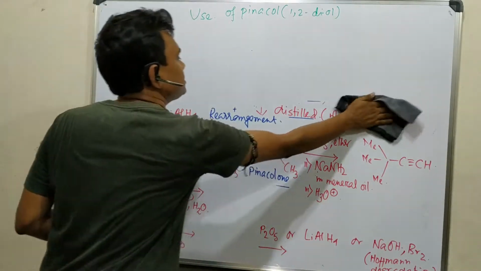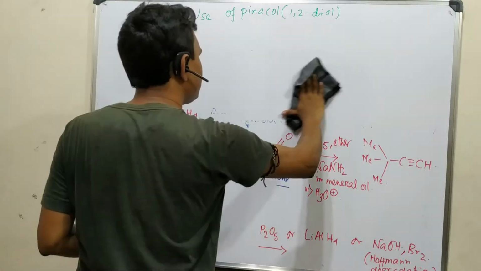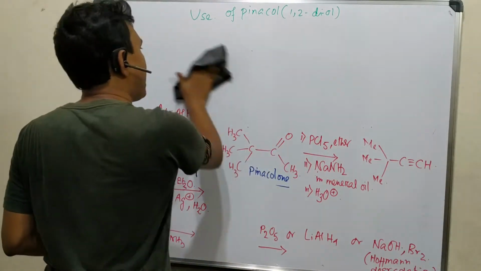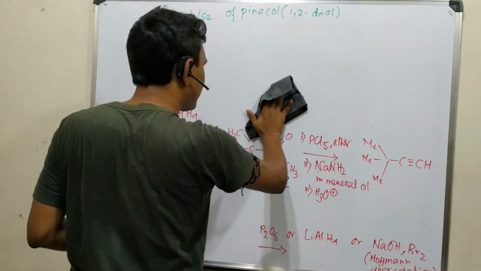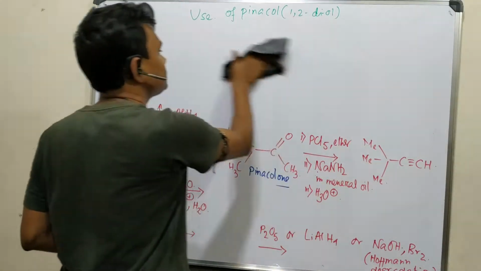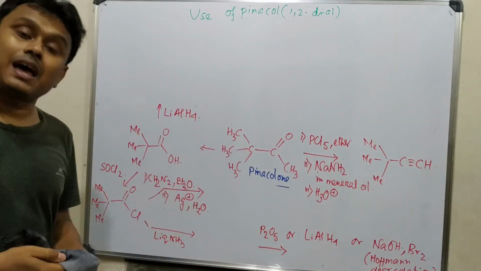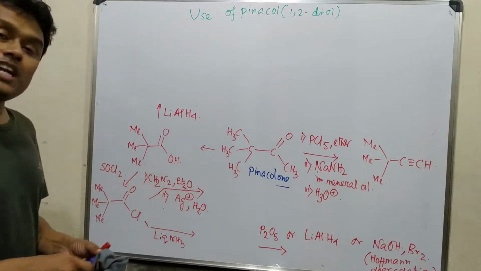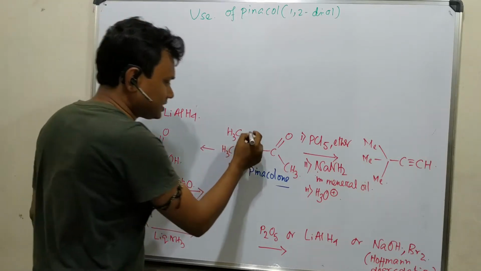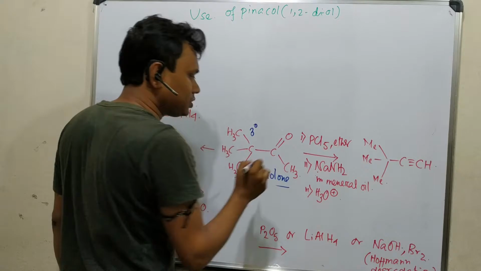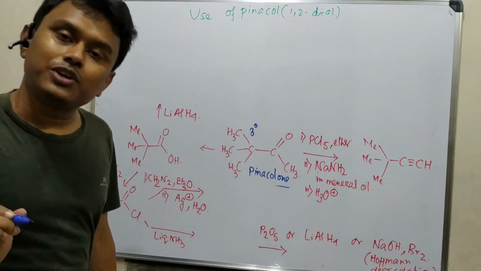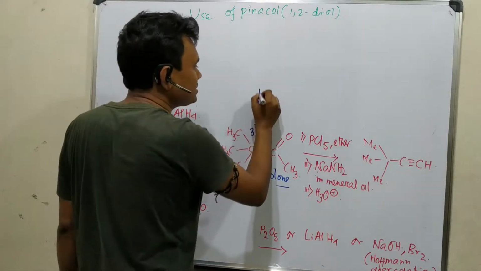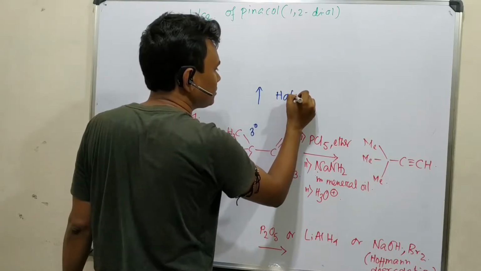Okay, so let's discuss the reactivity of this pinacolone. I suggest you students, please look at this very carefully. Such transformations are very important for your exam. What types of functional groups are there? First is the tertiary butyl and another is the keto methyl. For the keto methyl, we see the haloform reaction.